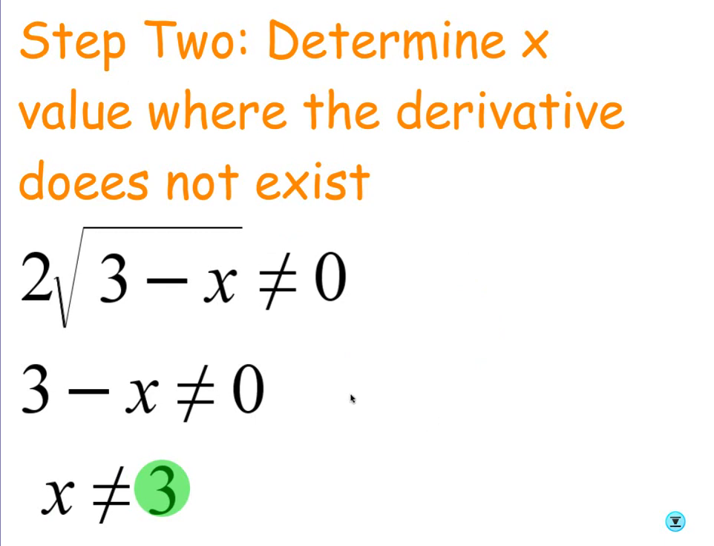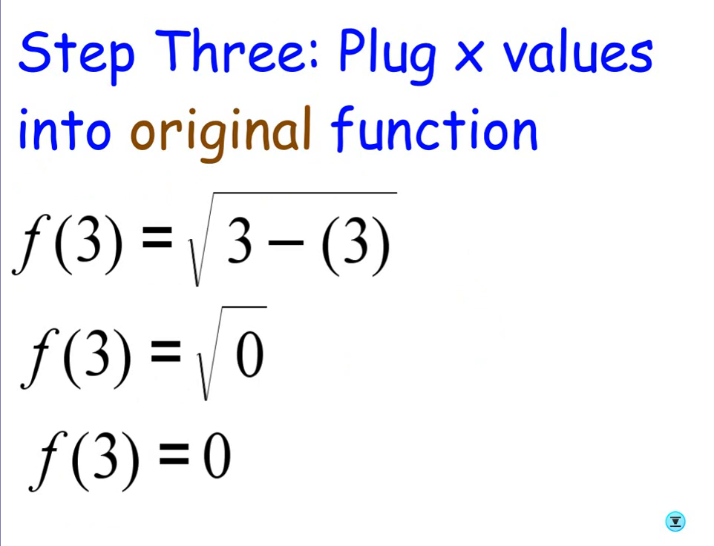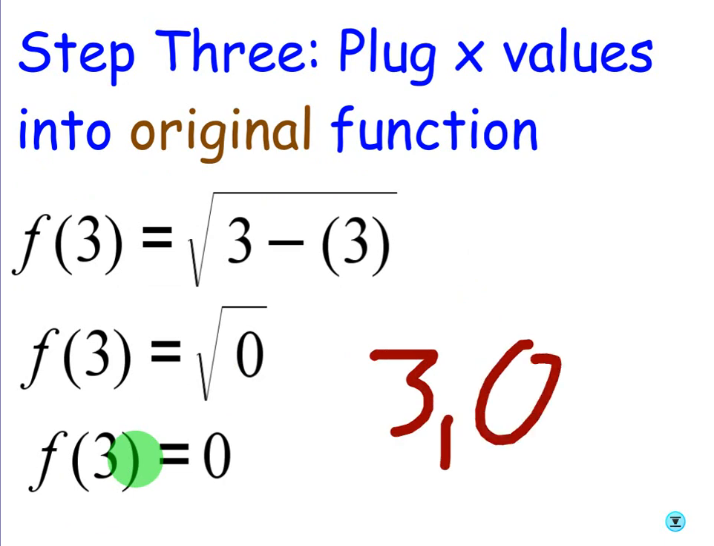In order to figure out y, then we're going to take this number, plug it back into the original function, and that will give us the point where the derivative doesn't exist. Okay, the original function was square root of 3 minus x, but the square root of 3 minus 3 is 0. So our point is going to be (3, 0). Again, I want to look at the graph of this so you can see what it looks like. It's going to be an endpoint, right? Which is where the derivative doesn't exist.